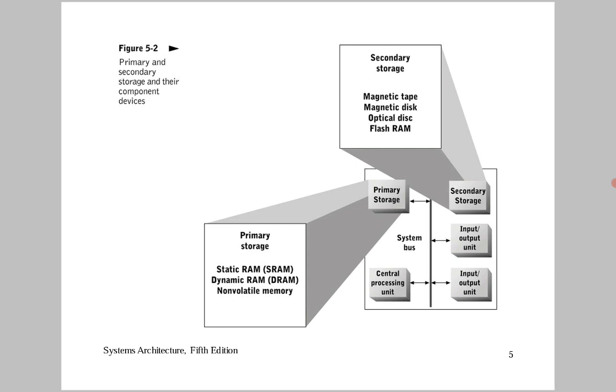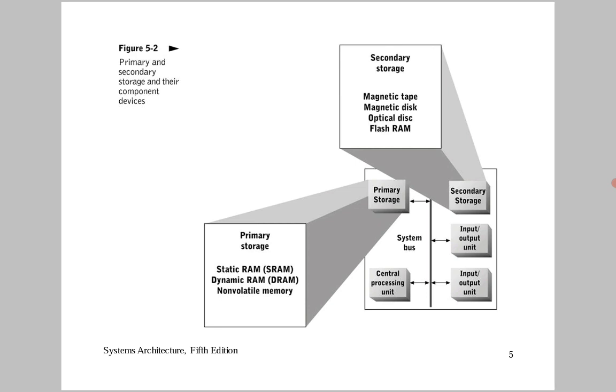Basically, secondary storages or auxiliary storages are categorized into four types: magnetic tapes, magnetic disks, optical disks, and flash memories or flash RAMs. So, what is that? Magnetic tapes, magnetic disks, optical disks, and flash memories or flash RAMs. All these secondary storage devices, input output units, CPU or central processing unit, and primary storages are all connected to a central cabling system called the system bus.